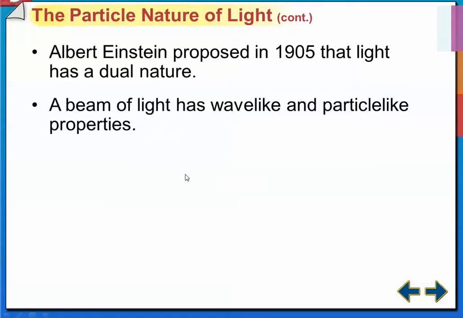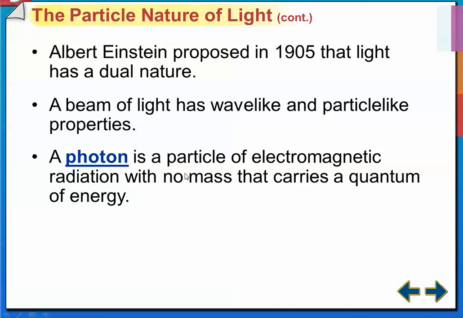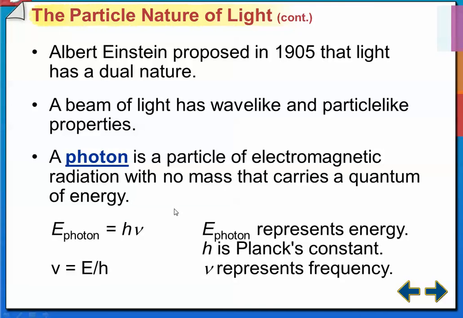Einstein came up with this. Light has dual properties, both wave and particle properties. A photon is a particle of EM radiation with no mass that carries a quantum of energy. The photons are what hit our eyes and allow us to see. And these are the equations for the energy of a photon. This h represents Planck's constant we just had a couple screens ago, times the frequency. Even though these frequencies are very high numbers, Planck's constant is a very small number. So even multiplying a very big number by a really, really small number, the energy of the photon still turns out to be very small.